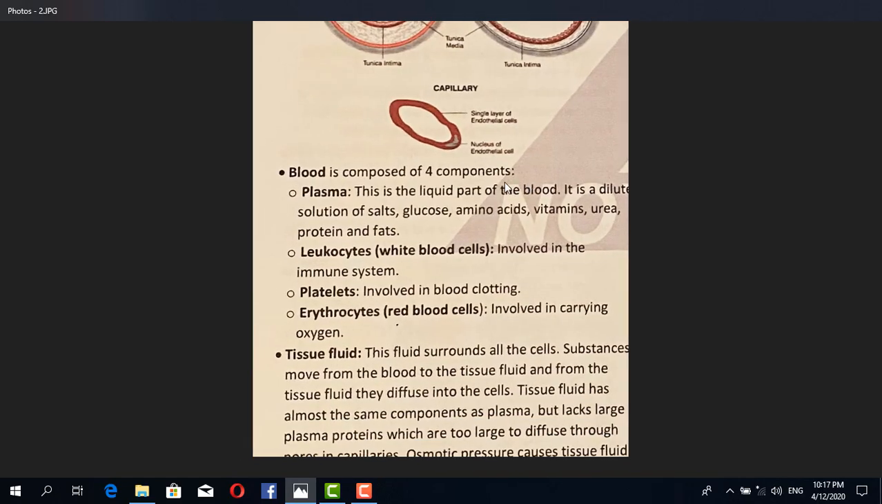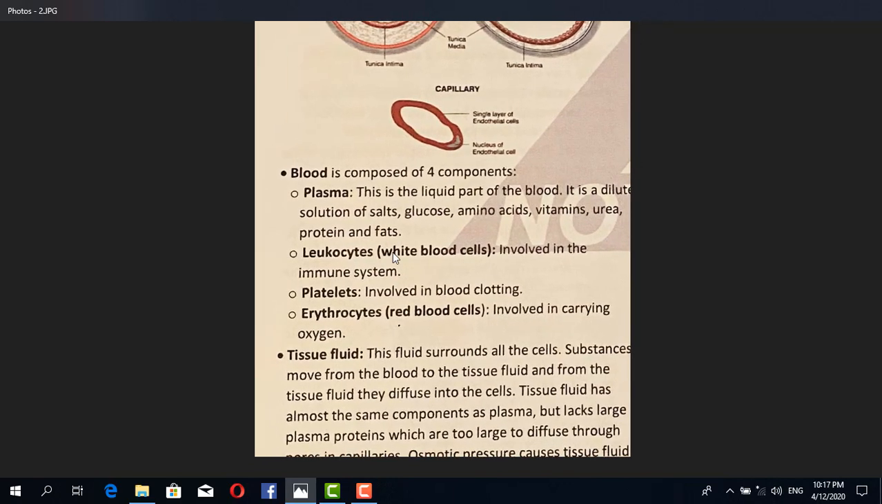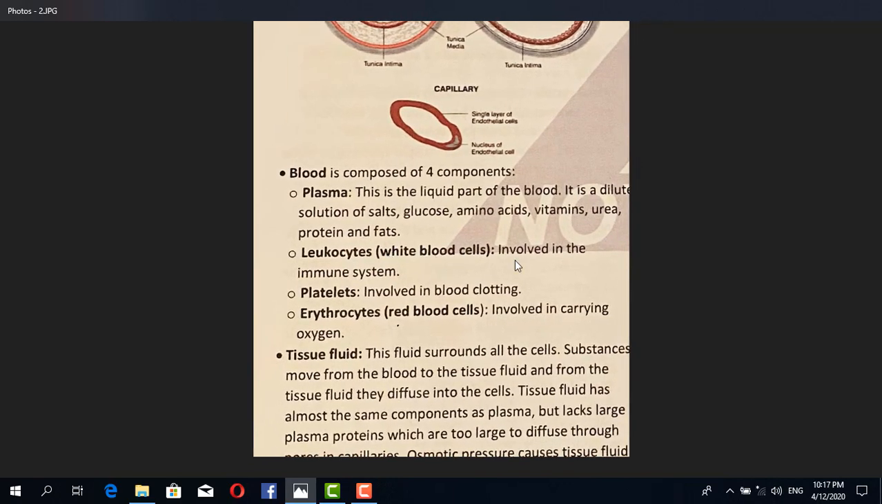Okay, the blood here is composed of 4 components. I'm pretty sure that you came across it while you were in grade 7, 8 and 9. The plasma, the first thing, is the liquid part of the blood, and it's a diluted solution of salts, glucose, amino acids, vitamins, urea, proteins and fats. Then we come to the leukocytes, or white blood cells, involved in the immune system. The platelets are involved in blood clotting, and the erythrocytes, or red blood cells, are involved in carrying oxygen.